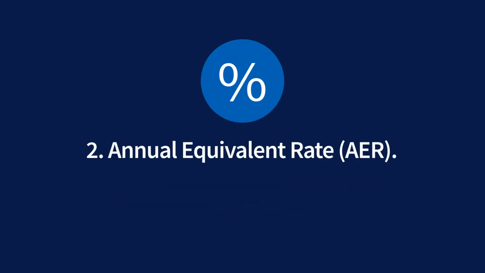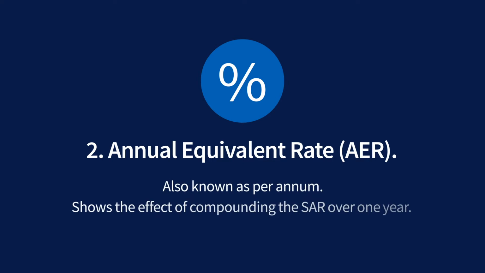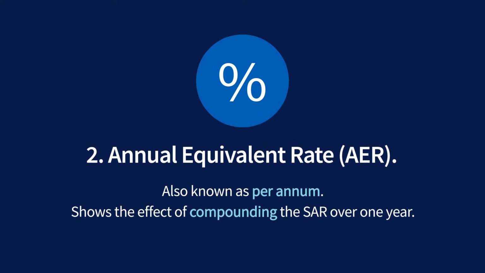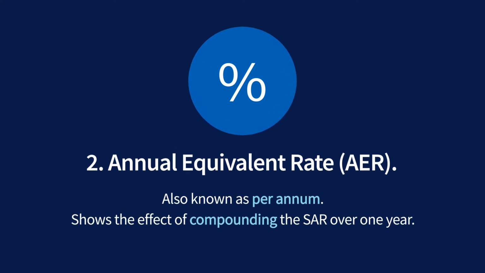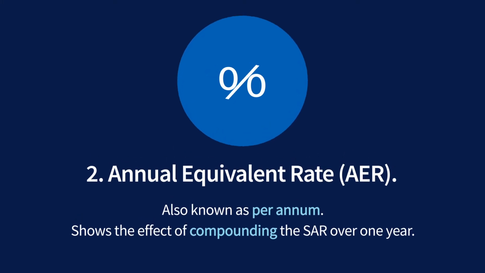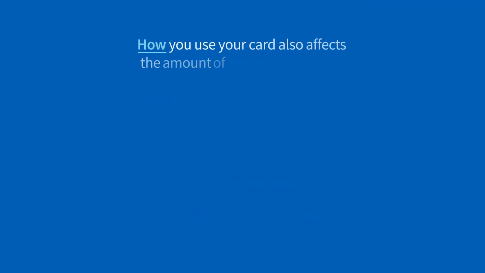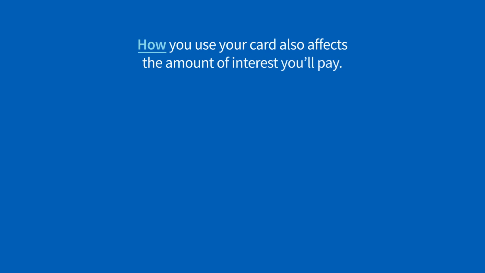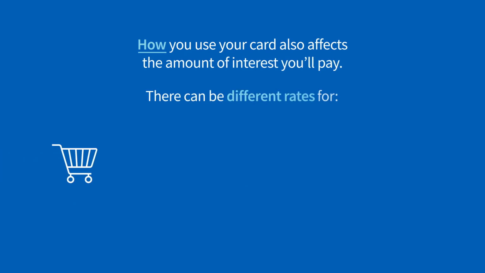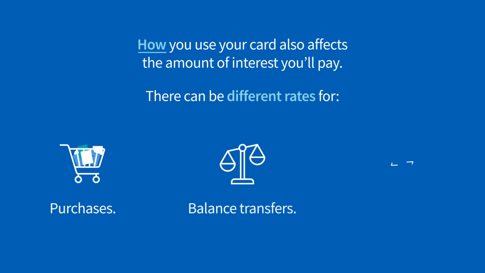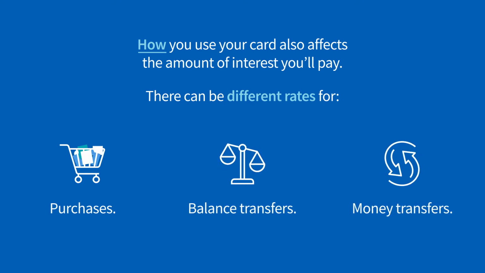And the second is the annual equivalent rate, or AER, also known as per annum. AER shows the effect of compounding the simple rate over 1 year. Compounding is when interest is added to a balance, increasing the total amount that future interest charges may apply to. Depending on how you use your card, the amount of interest you'll pay could vary. For example, there can be different rates for purchases, balance transfers, and money transfers.